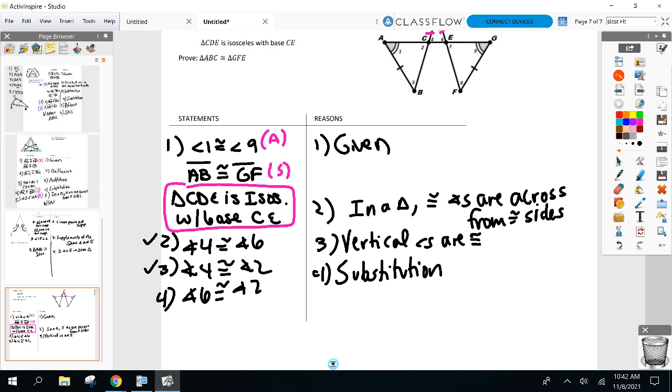So now I know 6 and 2 are equal. Wait a second. Don't I know something else is equal to 6? 6 and 7. And this is why I put it in two different steps instead of one. You can clearly see I have to substitute twice. What type of angles are 6 and 7? Vertical angles are congruent.